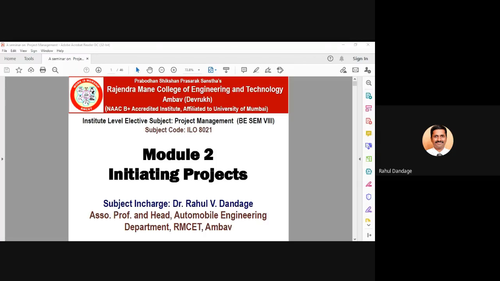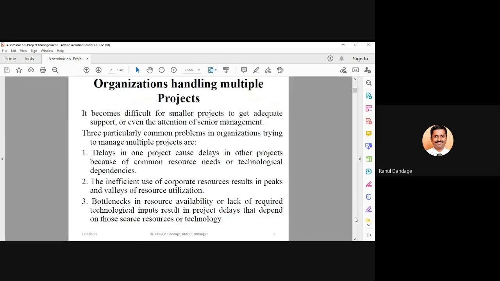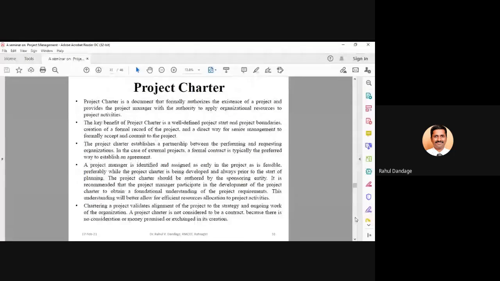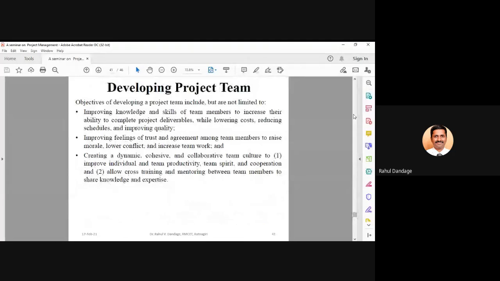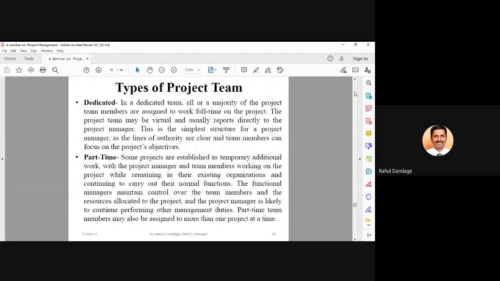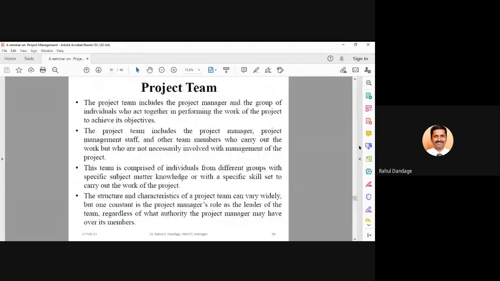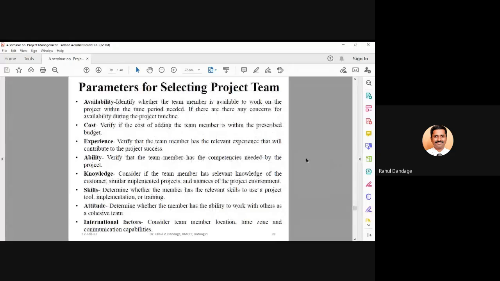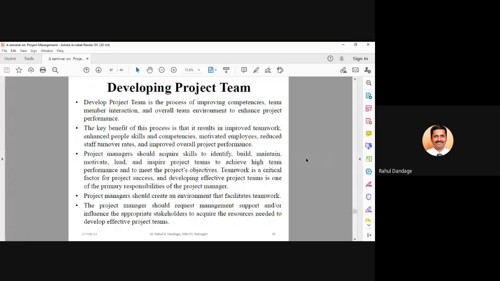We have started with module number 2, and in yesterday's session we have seen about the project team. Now let us move to the next part, that is about how to develop the project team. So this project team, composition of project team, types of project team, and the parameters for selecting project team, up to this we have discussed in previous session.